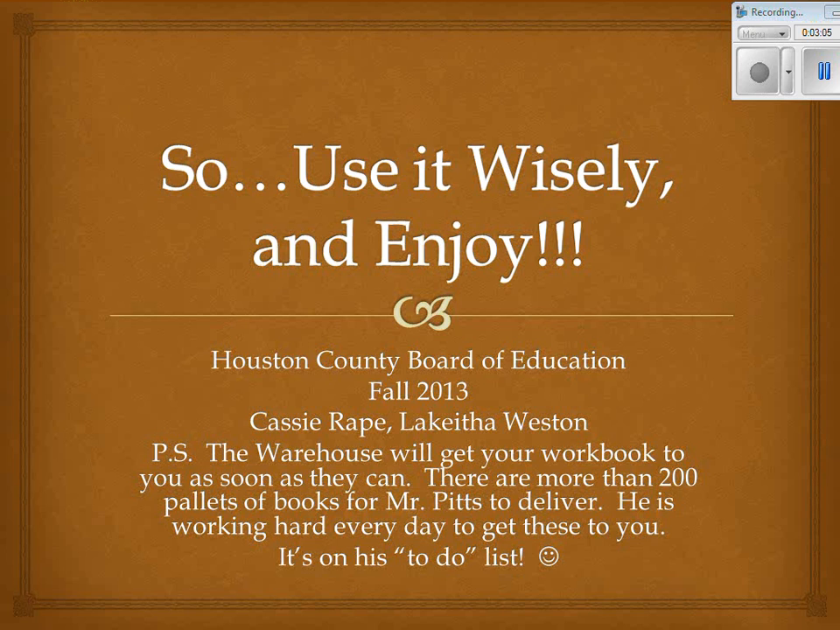Oh, and you can see the PS. The warehouse will get your workbooks to you as soon as they can. There are more than 200 pallets, and I'm talking big pallets stacked high, of books for Mr. Pitts to deliver. And he is a nice man, and he's working very hard to get these to you. So understand that it is on his to-do list. No, you haven't been forgotten. It's definitely there, and you will receive them as soon as he can humanly get them to you.